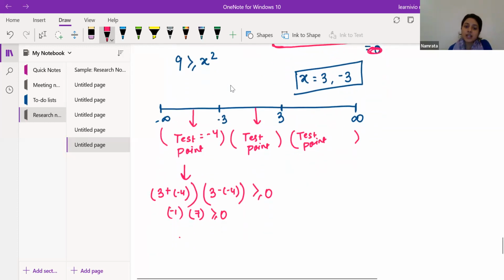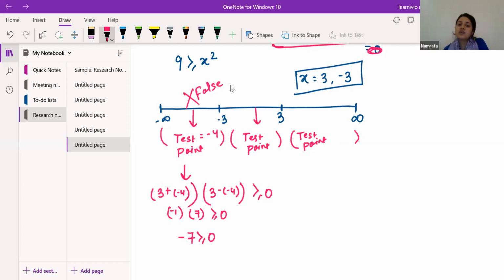So here we are getting -7 is greater or equals to 0. Is it true? -7 is larger than 0 or equals to 0? No, ma'am. Not at all. So this is false. This interval we have to exclude it. This -infinity to -3 will not be there.